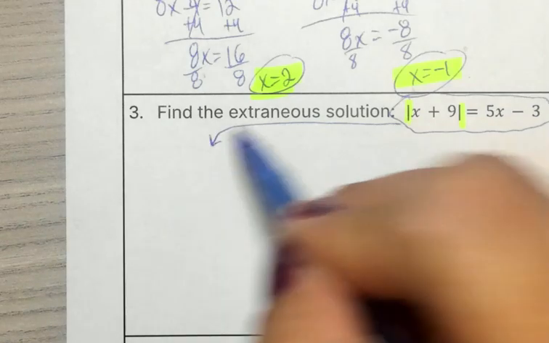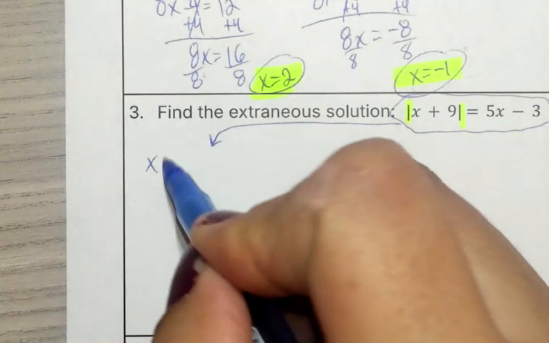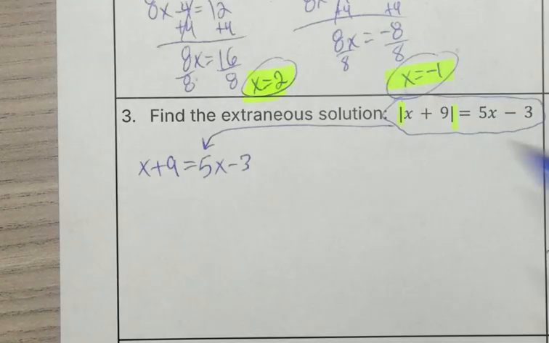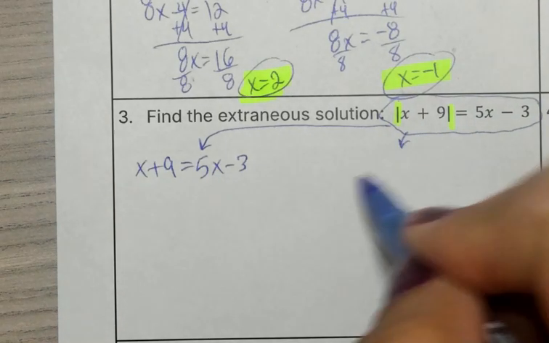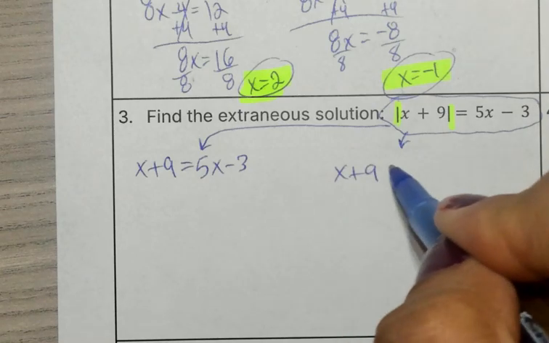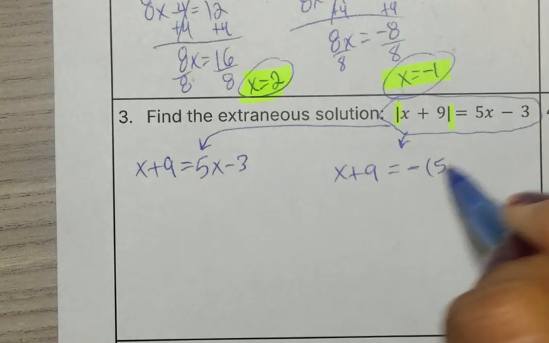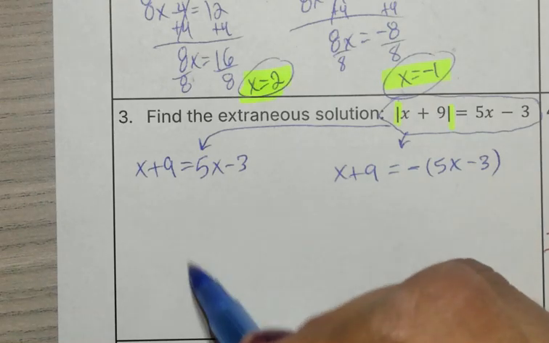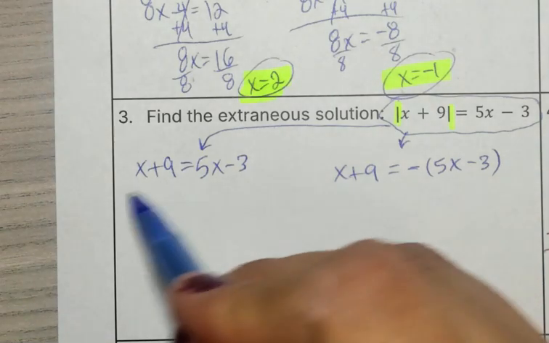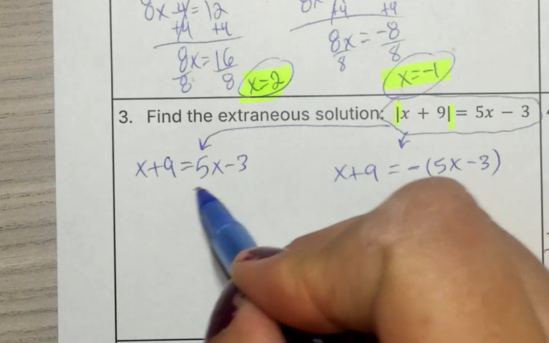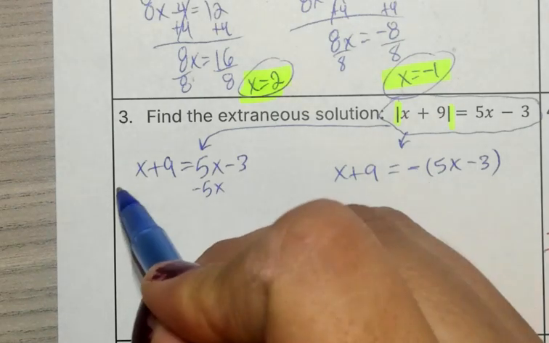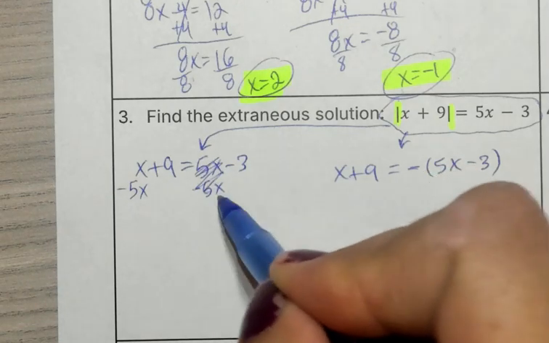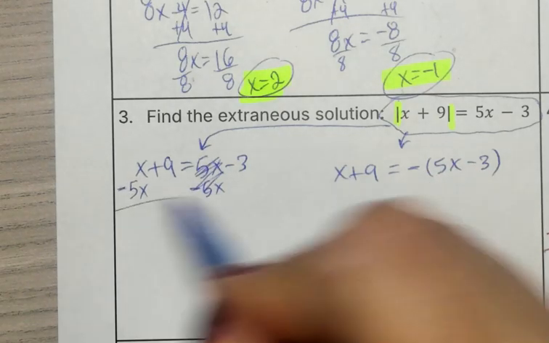So you're going to get one of the equations to look like x plus 9 equals 5x minus 3. And then the other equation is going to look like x plus 9 equals negative 5x minus 3. On this side, we need to solve for x. So we need to move the x's to one side. I'm going to go ahead and move the x's to the left side since that's what most of you are used to seeing. So 5x needs to cancel by subtracting 5x.